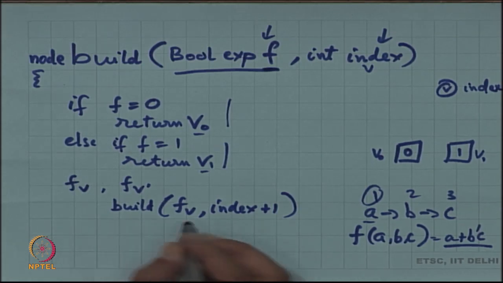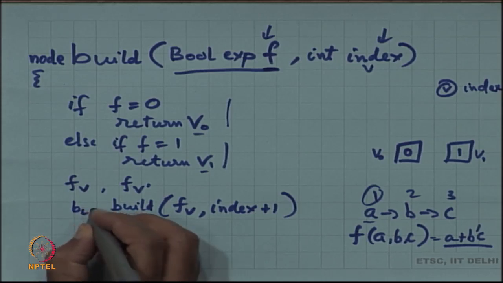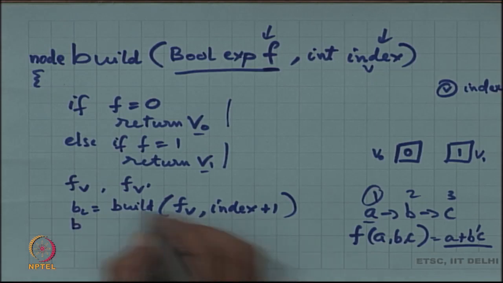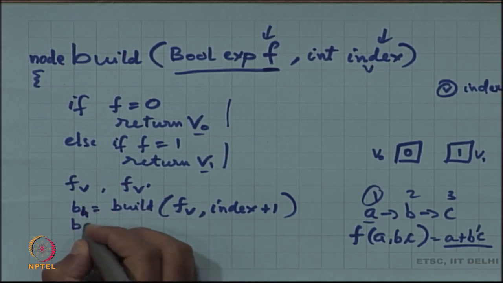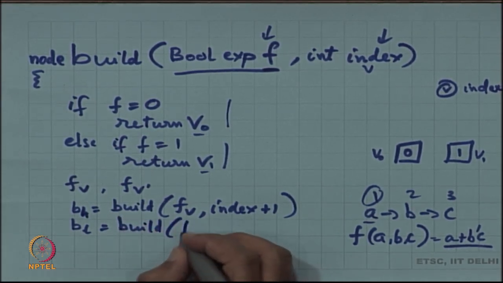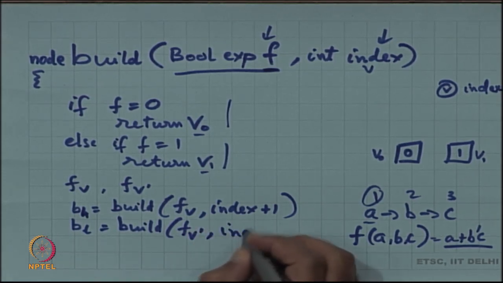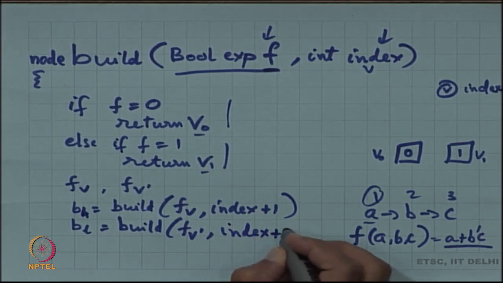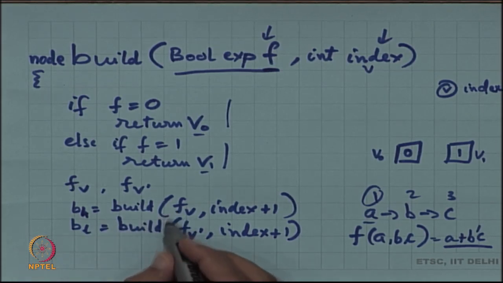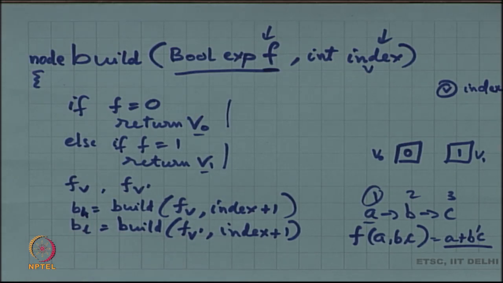So, these two I should, so let us say I say low is equal to this, the other subtree, so this is high, this is with respect to v prime, and the index also being index plus 1. So, this would return the nodes here, right. What do I do after this?